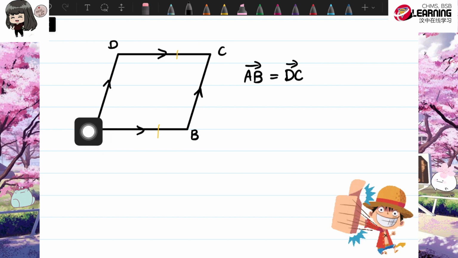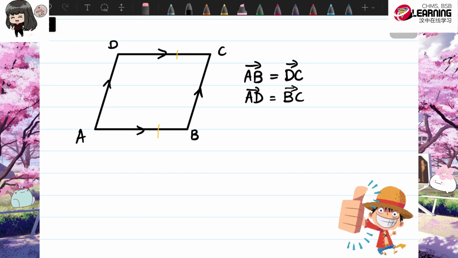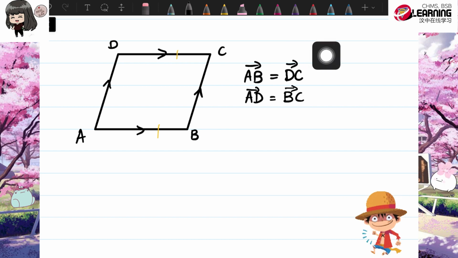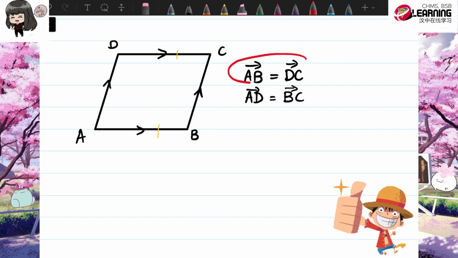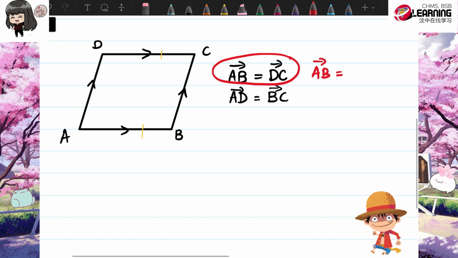How about BC and AD? AD will be equal to BC. It's the same. You can see the arrow A to D, B to C. What if AB, DC, right? Can I say AB equals CD?